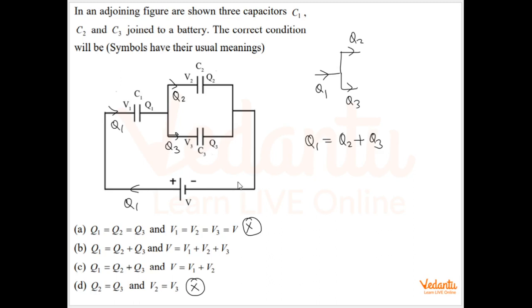Next, my dear bacha log, what you should also understand is that because C2 and C3 are connected in parallel, beta, their potential difference has to be the same. V2 should be equal to V3.